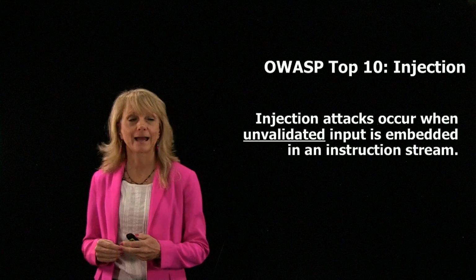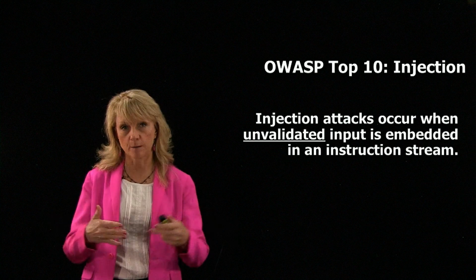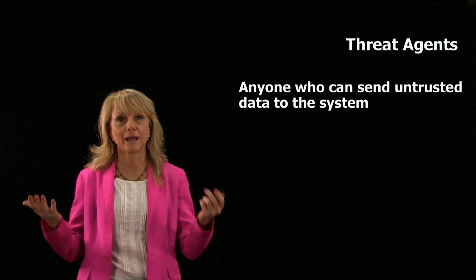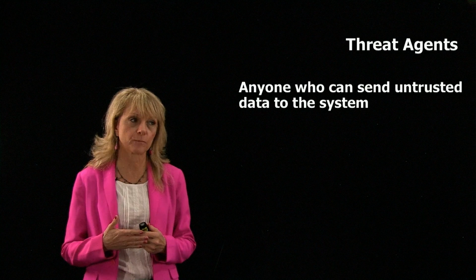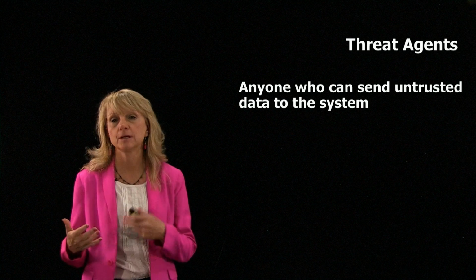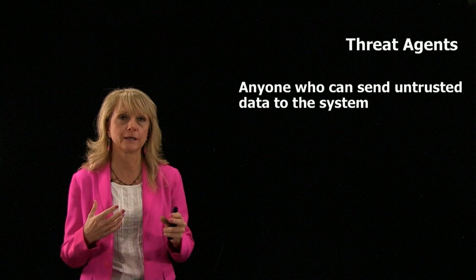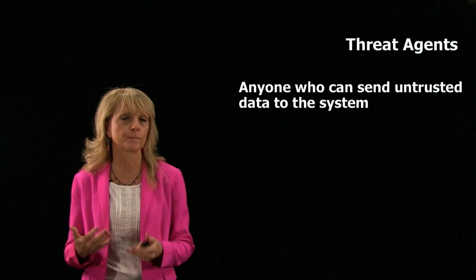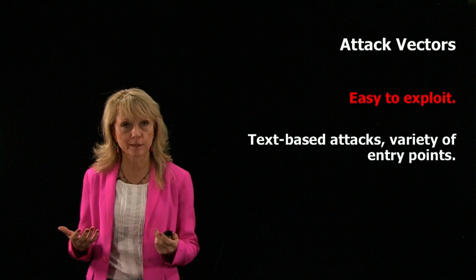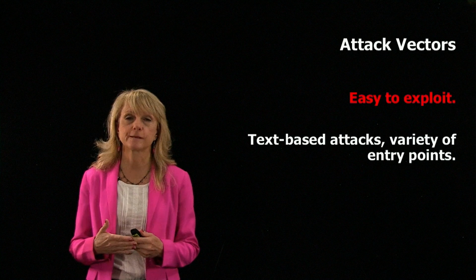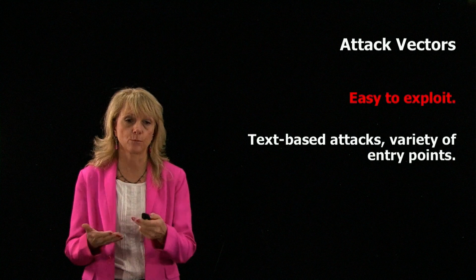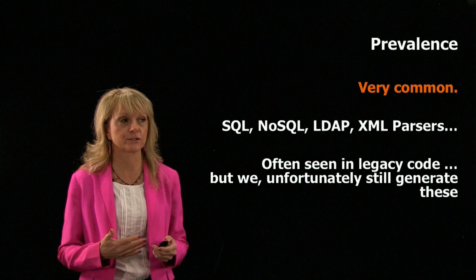An injection attack occurs when unvalidated input comes from outside of the system and is embedded into the input stream. Who can do this? Who are the threat agents that can perform this type of attack? Anyone who can send untrusted data into the system, like anyone who can change a URL by putting in their own data, or anyone who can fill in an input form. It's easy to exploit, as you'll see when I show you some examples. This is an easy one. It's a text-based attack. Any entry point is a potential mechanism for an injection attack.